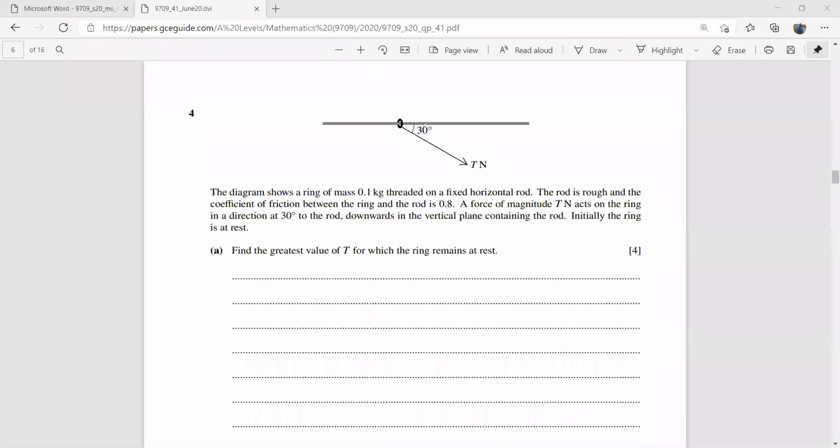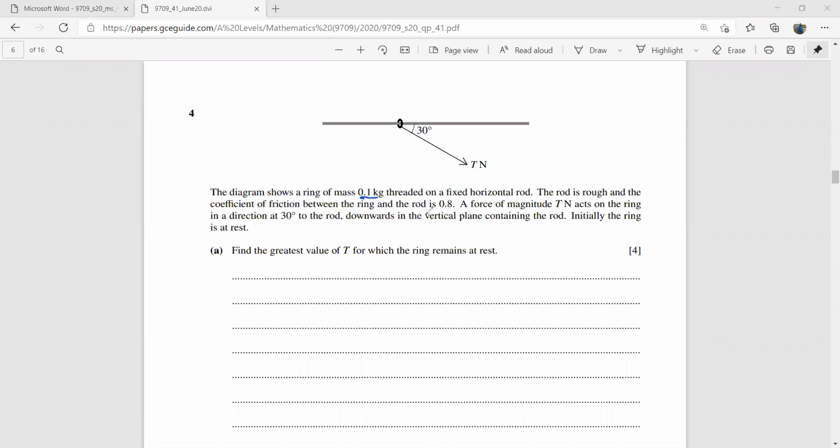We are on to the fourth question. This is a question on the rings. Okay, some people really don't like such questions. But you see, the diagram shows a ring of mass 0.1 kg threaded on a fixed horizontal rod. Okay, now the mass is 0.1 kg.